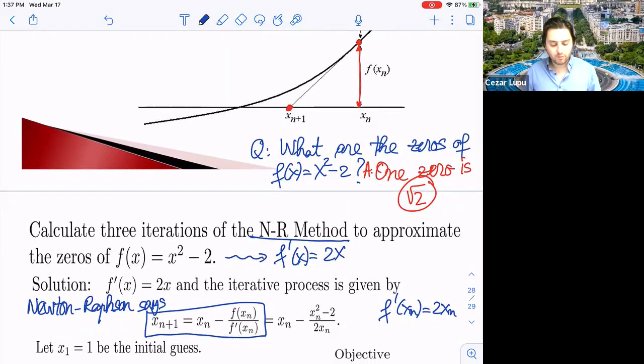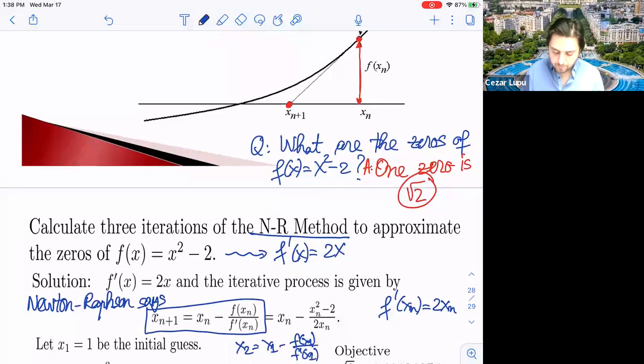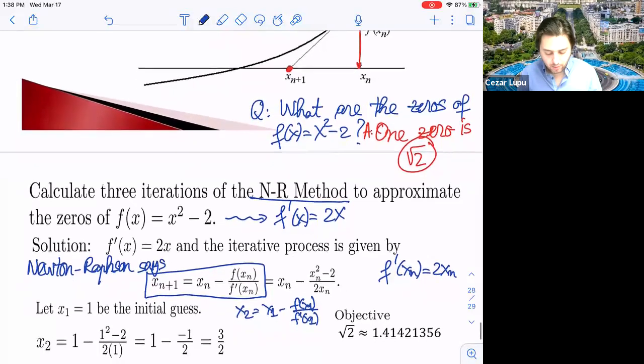Okay, since we start from 1, x2 will be what? Well, x2, if we want to write it here, is x1 minus f of x1 over f prime of x1. And once we do this, look at x2.